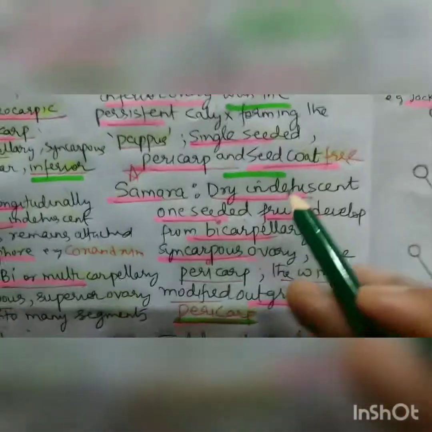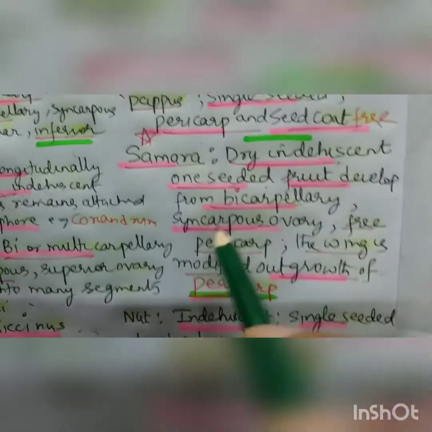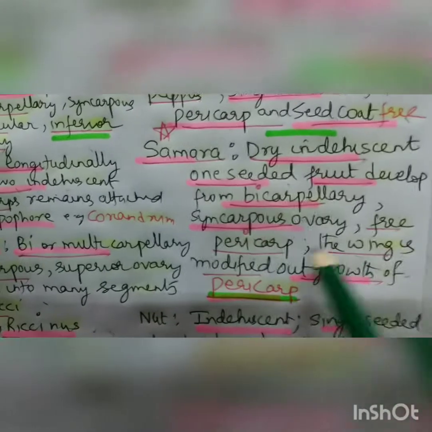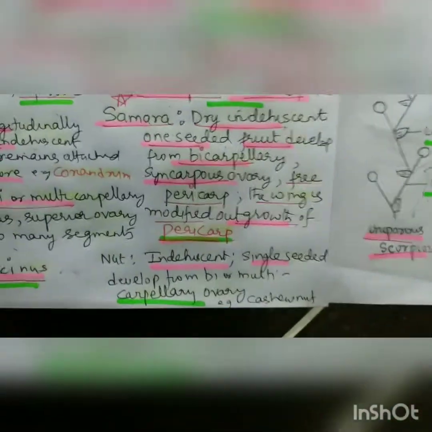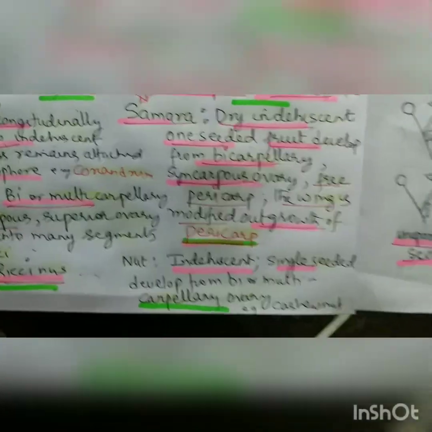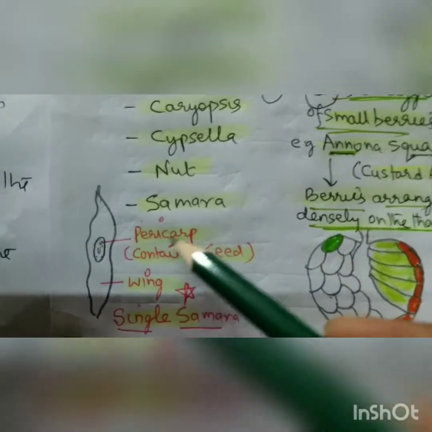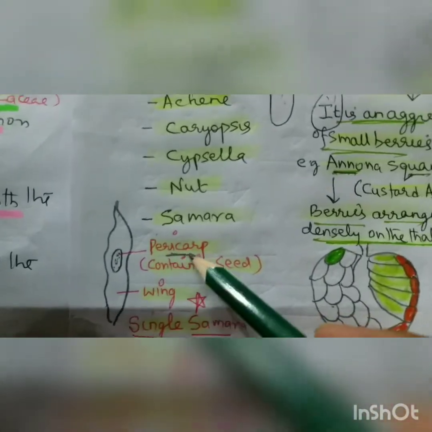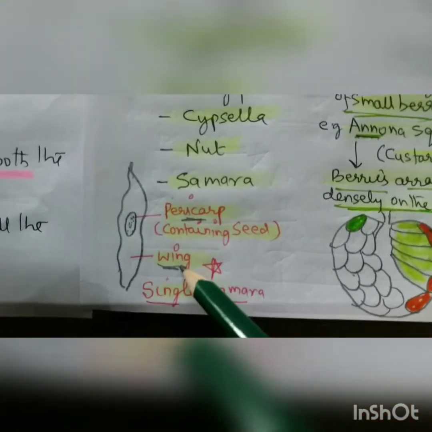Then samara. Samara is a dry indehiscent one-seeded fruit developed from a bicarpellary syncarpous ovary, with free pericarp, and the wing is a modified outgrowth of the pericarp, right? So wings in case of samara are modified outgrowths of the pericarp. See, this is the indehiscent form, samara, and these are the wings. This is the pericarp containing the seed, and this is the wing. I am just telling you, right?